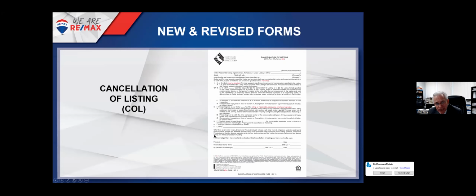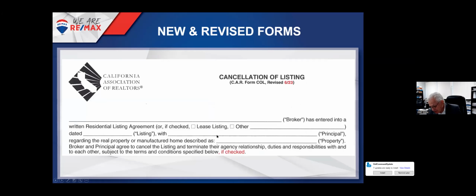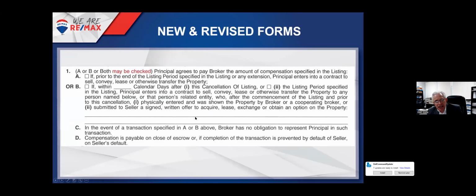All right. Okay, cancellation of listing. Let me talk really briefly about that. The change, and this is kind of important because a lot of agents didn't realize it, and so now they make it clear: you can check multiple boxes. You can check A and B if you want. And I recommend you select A and B.